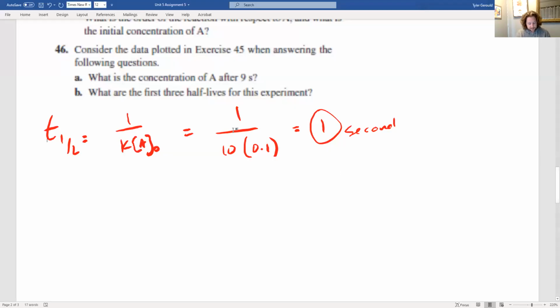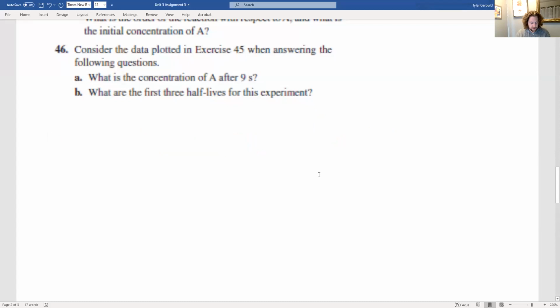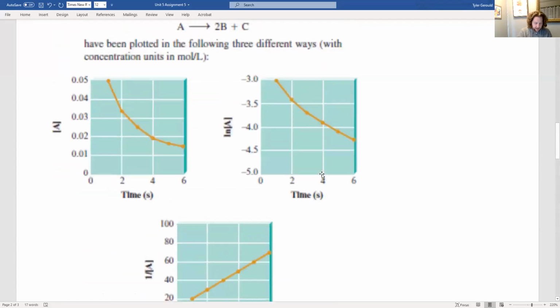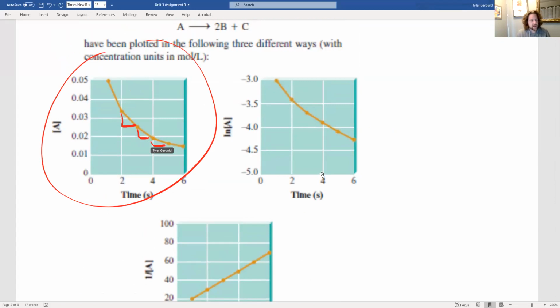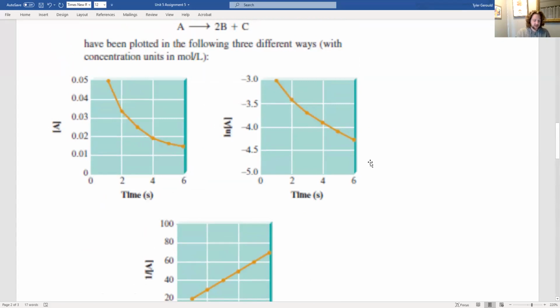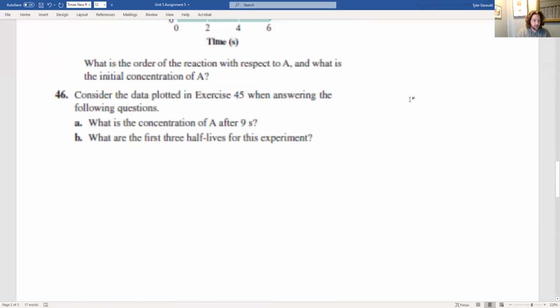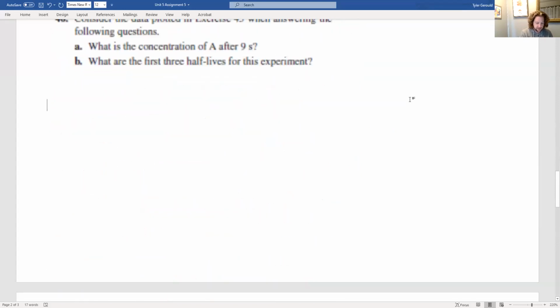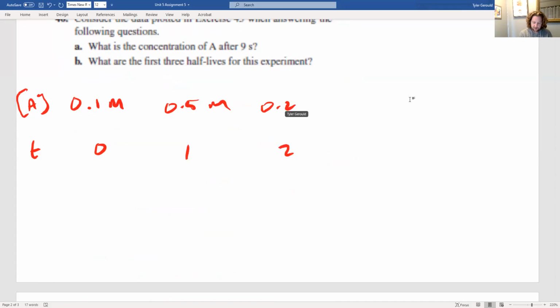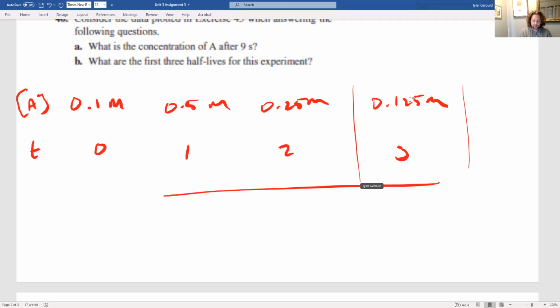We go and glance at the original graph up here that kind of matches every second. Every second, it looks like the concentration is halved. We get from here to here, here to here, here to here. Every second, it is being reduced by about a half. So for what are the first three half-lives? Well, we have 0.1 molar at, here's the concentration of A, here's our time at 0 seconds. So at 1 second, that's 0.5. At 2 seconds, that's 0.25. And at 3 seconds, that should be 0.125 molar. So those are the first three half-lives right there.